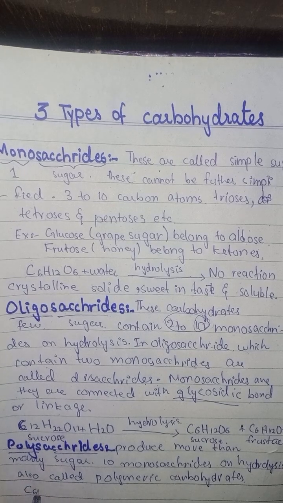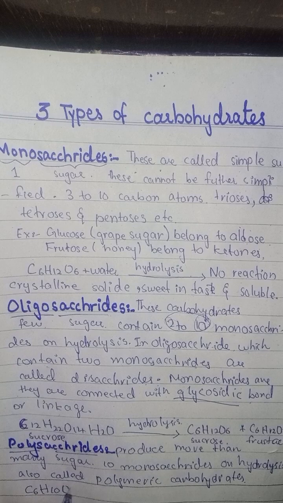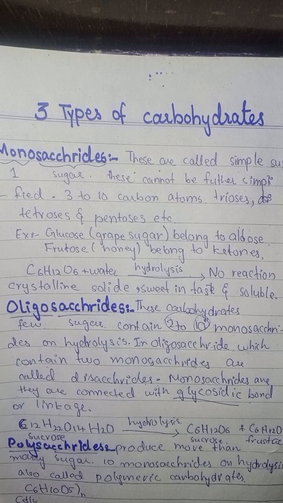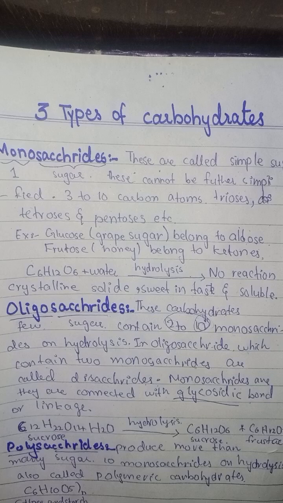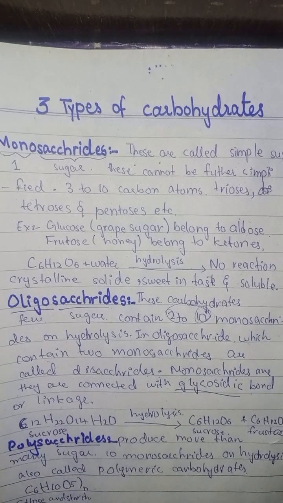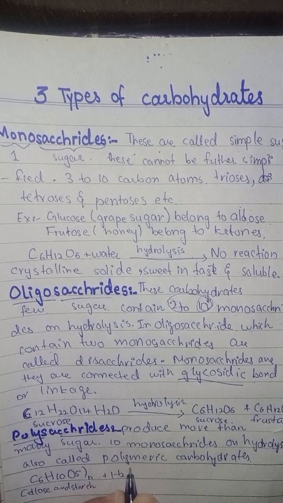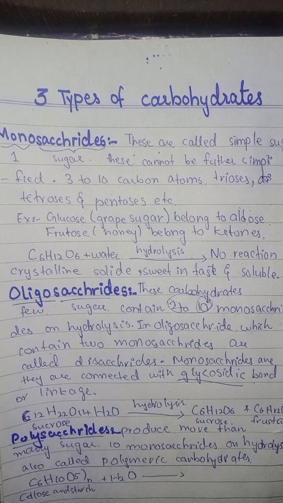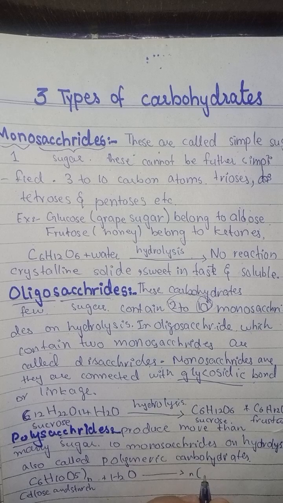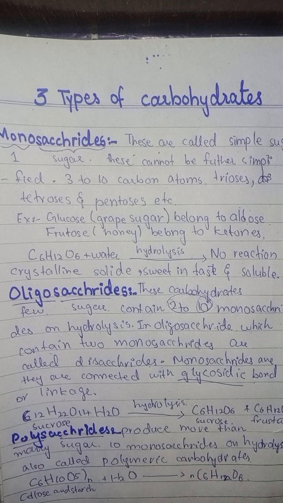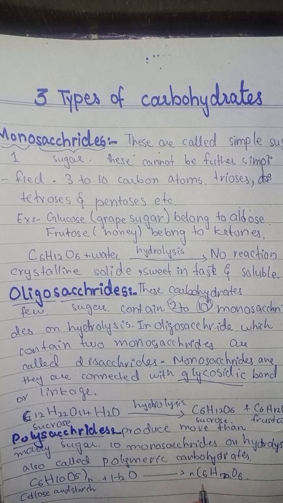So here we have (C6H10O5)n. This is basically cellulose and starch. Okay, and here if you add water, H2O, what will happen? Only glucose will form, that is C6H12O6. Here glucose will form.